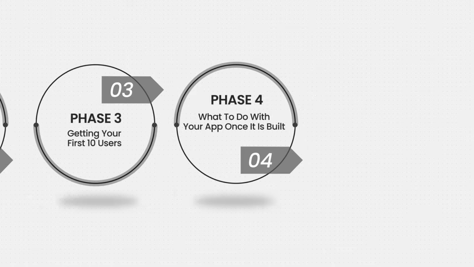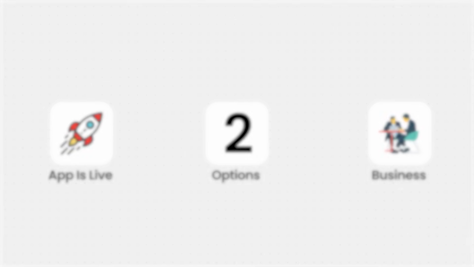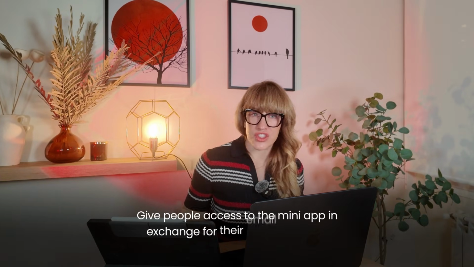Phase 4. Once your app is live and working, you have two really strong options for how to use it as part of your business. So the first is to offer it as perhaps a free lead magnet. So give people access to the mini app in exchange for their email address, because this is gonna help you build your list and it's also gonna help you validate everything that you build after. And then you get people to experience your product firsthand. And this creates a natural path to a paid offer down the line.